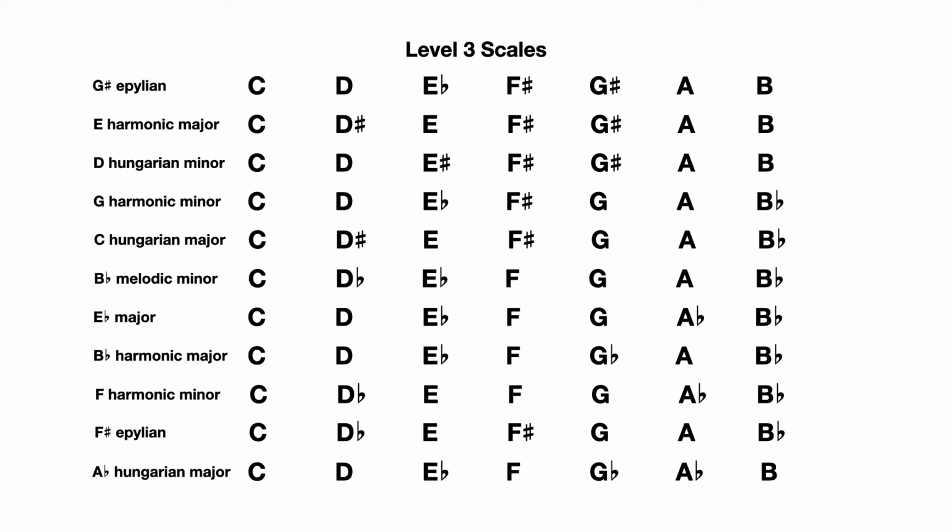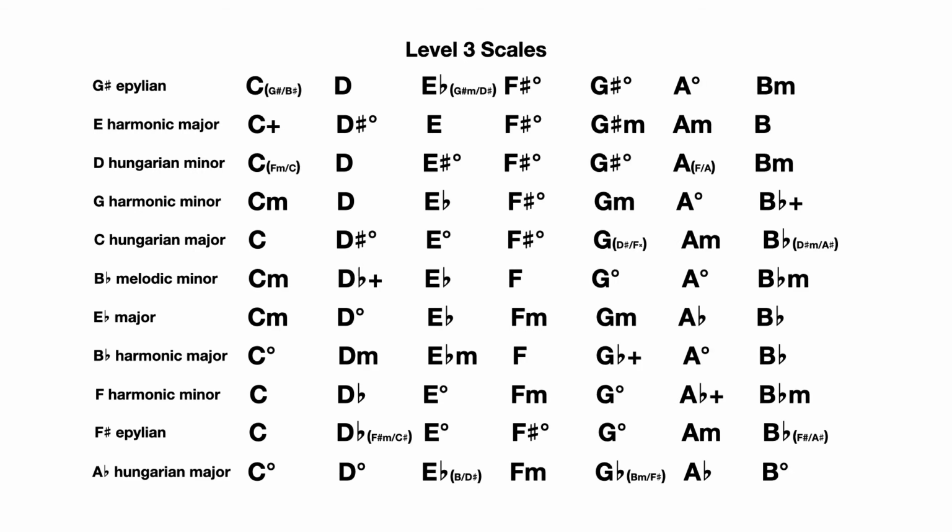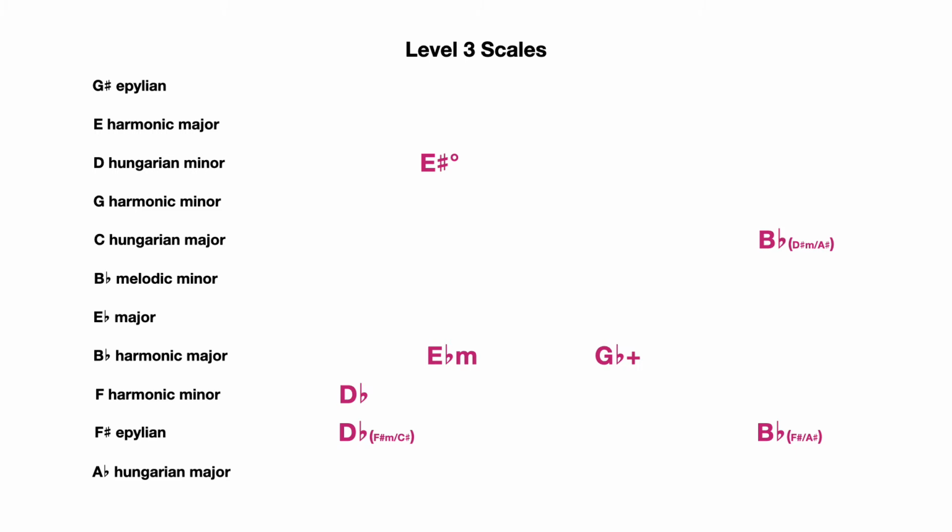And as before, we're going to build triads from each of these scale degrees, and this is the result. And so we're going to identify those triads that are unique to level 3, and they are here. But let's clear away the clutter from redundant triads from level 1 and 2 and just identify these.